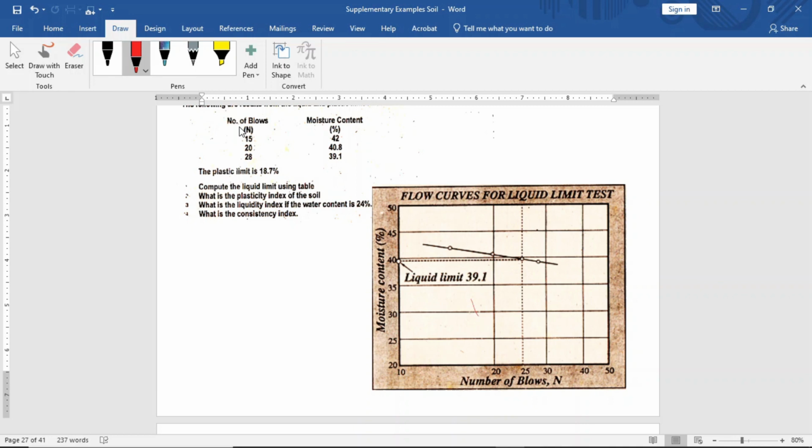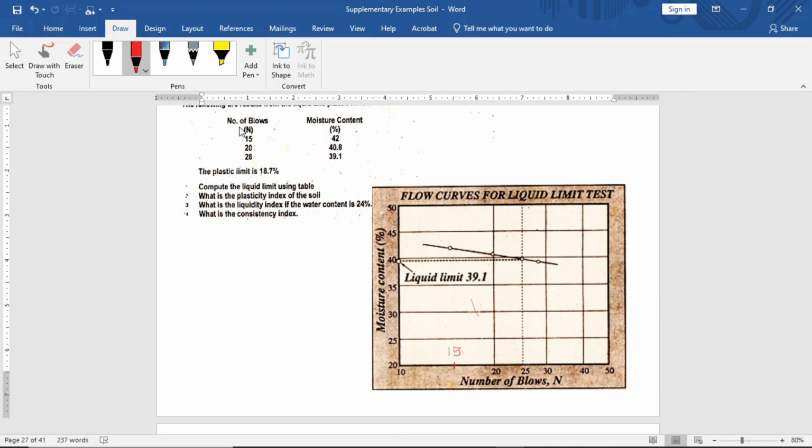So, if the scale is 10, 20, 25, 30, 40, 50, in the middle, let's say here, let's say this is our 15 blows. This is our 15 blows. So that is for the number of blows. The corresponding moisture content for 15 blows is 42.